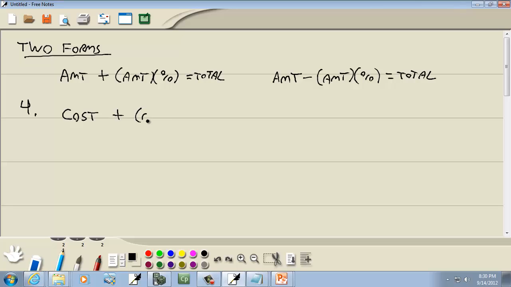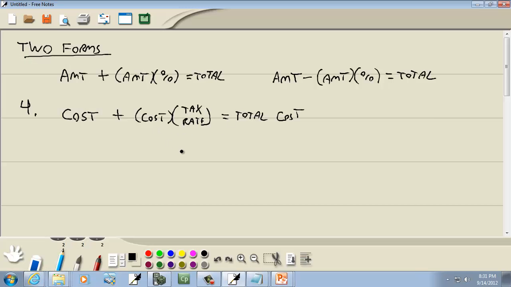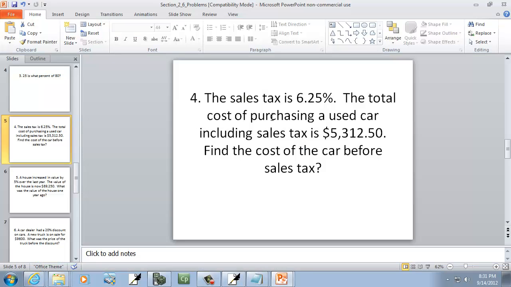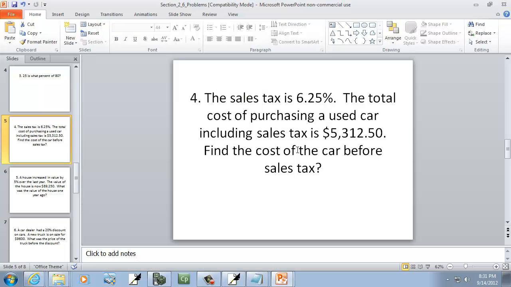So we're going to have cost plus our cost times our tax rate is going to give us our total. And I'll put total cost. Okay. Well, they give us sales tax 6.25%. So I put 6.25% there. Total cost, including sales tax, is this. So $5,312.50.